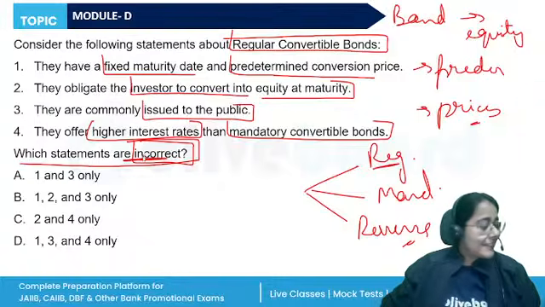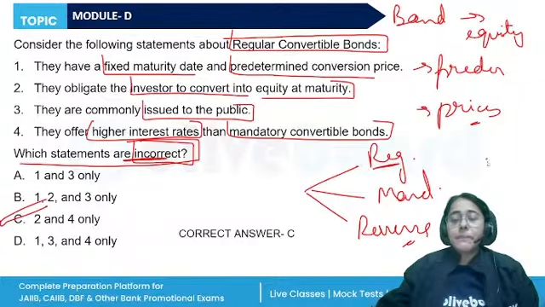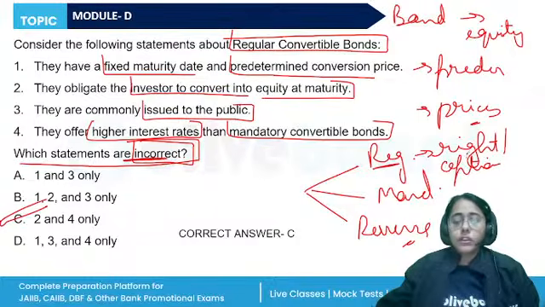What are the incorrect statements? Yes, correct, Krishna. Great. The incorrect statements are 2 and 4 only. They have a fixed maturity date and predetermined price. In the regular convertible bond, the investor has the right or the option to convert into the equity shares of the company. There's no obligation, it is not compulsory for them.